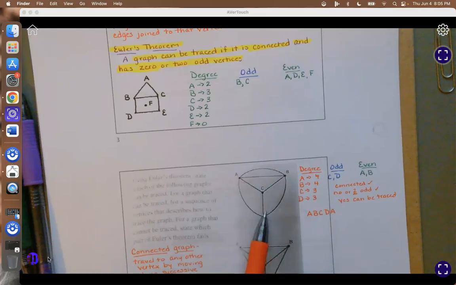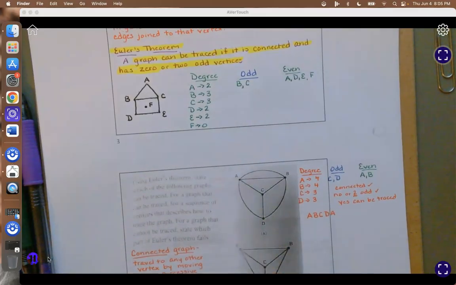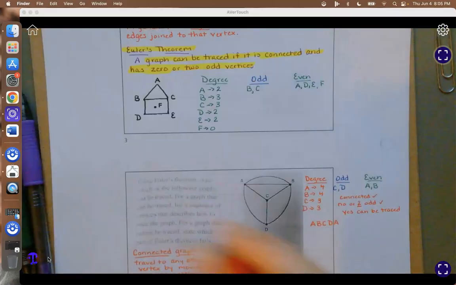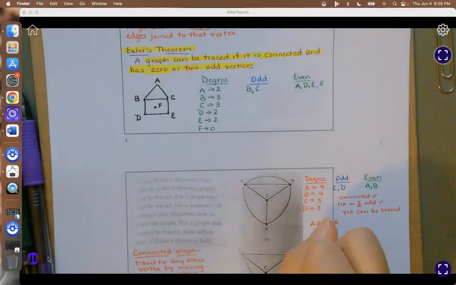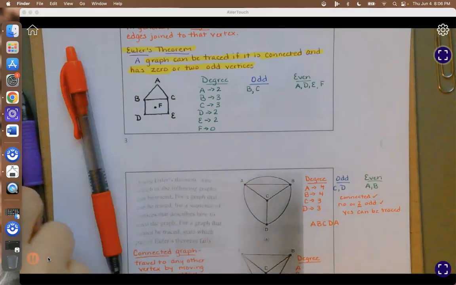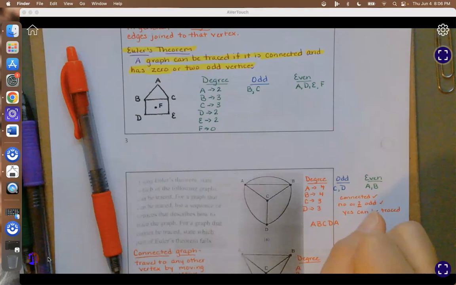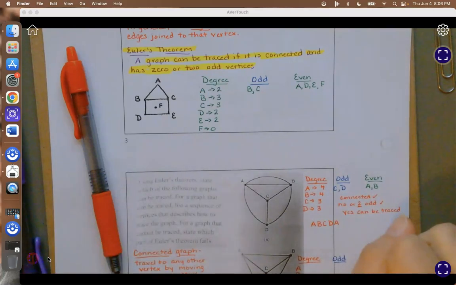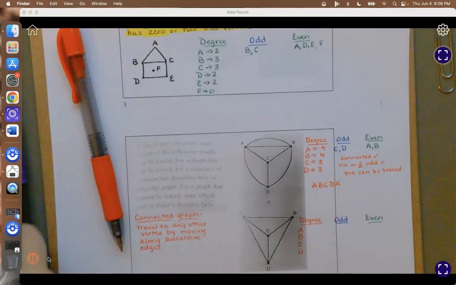So you ask, is it connected? Yes. Are there 0 or 2 odds? It has no evens, but it has too many odds. So this is where it fails. And it said to list what part of it fails, so it fails because of that. Okay, so easy peasy lemon squeezy. So we can't do a path for that one.